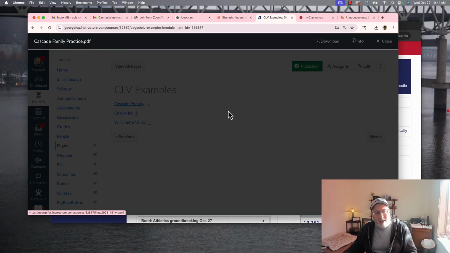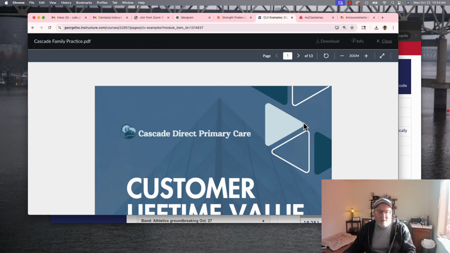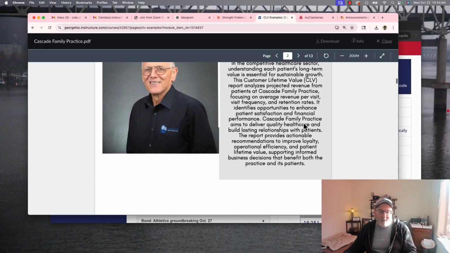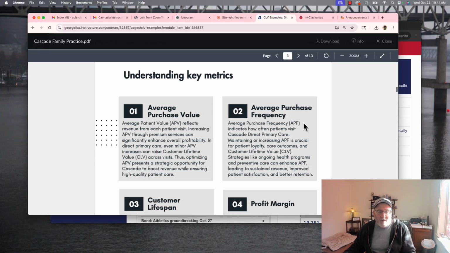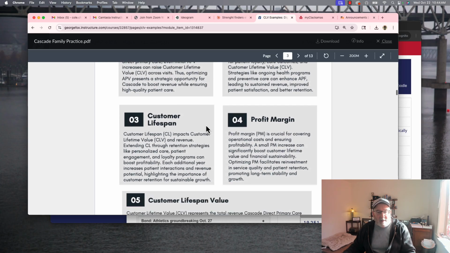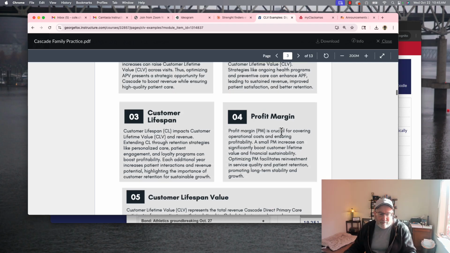I would say Cascade Primary, once again, did stellar work. And what they did was looked at the lifetime value of patients. Here's the customer lifetime value report. This is a message from the CEO. Understanding key metrics, and this is what's important, why you did KPIs first, and then roll into your CLV. Average purchase value, average purchase frequency, lifespan, and profit margin. So again, what I've talked about: recency, frequency, and monetization.